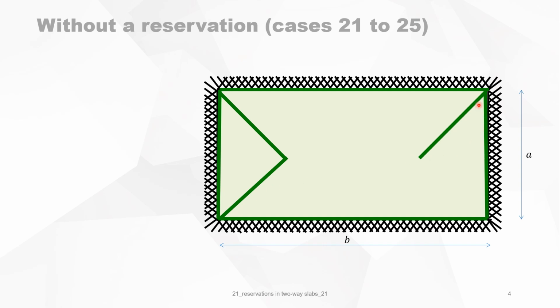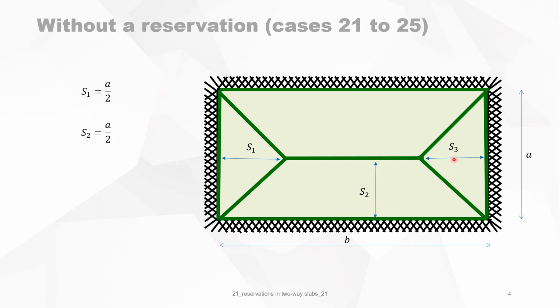You can do it also for the opposite side of the slab, and then we make the connection between them. So this is the yield line pattern of this slab. We have some geometric characteristics. S1 is of course A over 2 because it is 45 degrees, and S2, S3, and S4 are the same, and they are all A over 2.